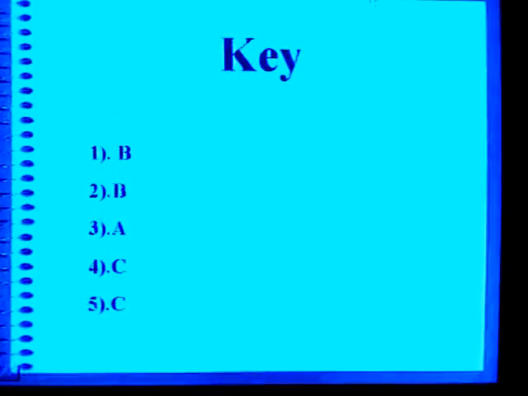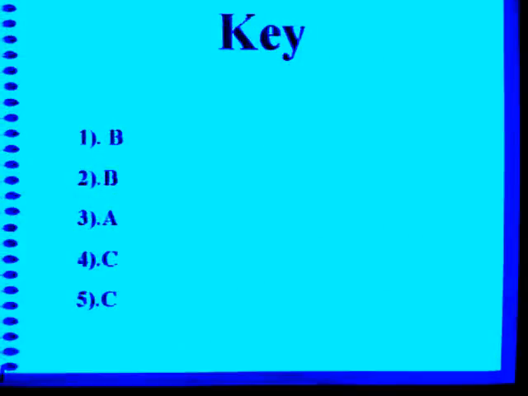Now check your answers with the key. The first question, one should venerate elders. The answer is B, that is respect. Question number 2, inaudible means that cannot be heard. The answer is B.